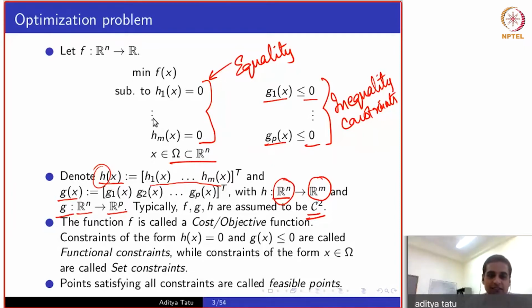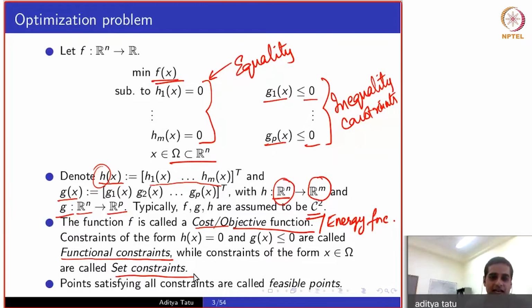Okay. So then the terminology: this function f that you're trying to minimize will typically be called a cost function or an objective function. And in some cases where you know from the domain knowledge that f surely cannot have negative values, depending on the domain, you may also call it an energy function. These are terminologies that you might encounter when you read literature in this area. Constraints of the form h(x) equal to 0, g(x) less than or equal to 0 are called functional constraints, and the set omega prescribes what are called set constraints.